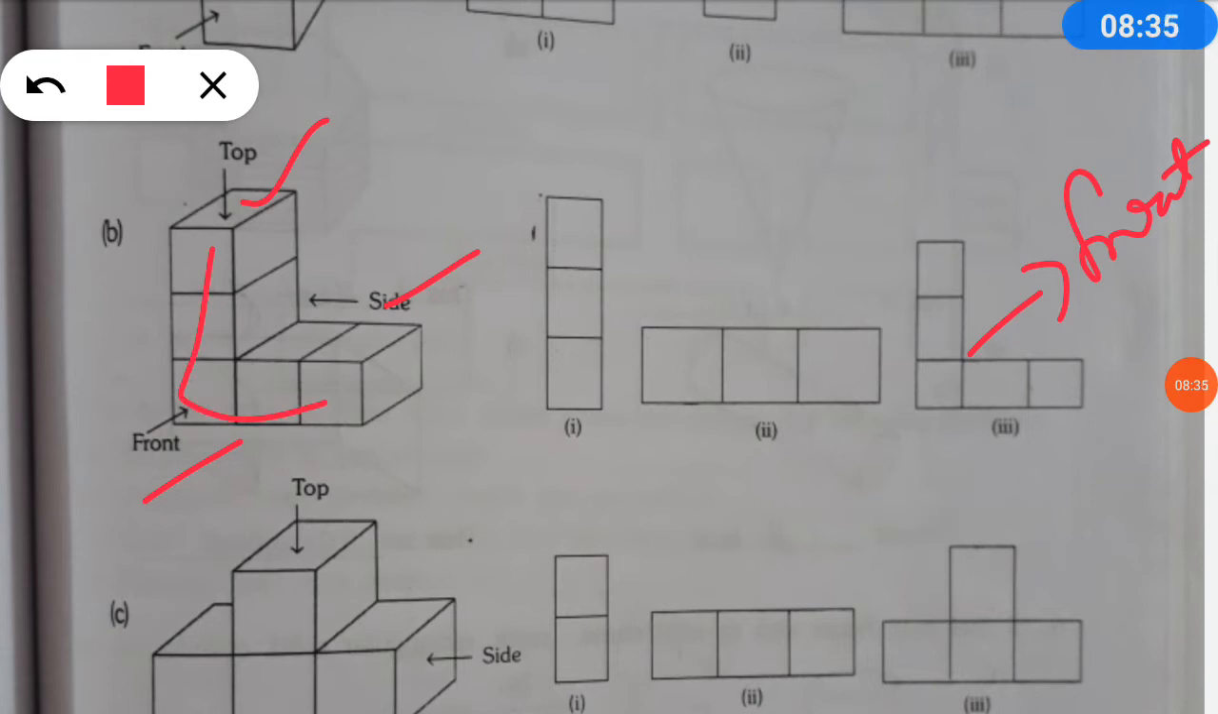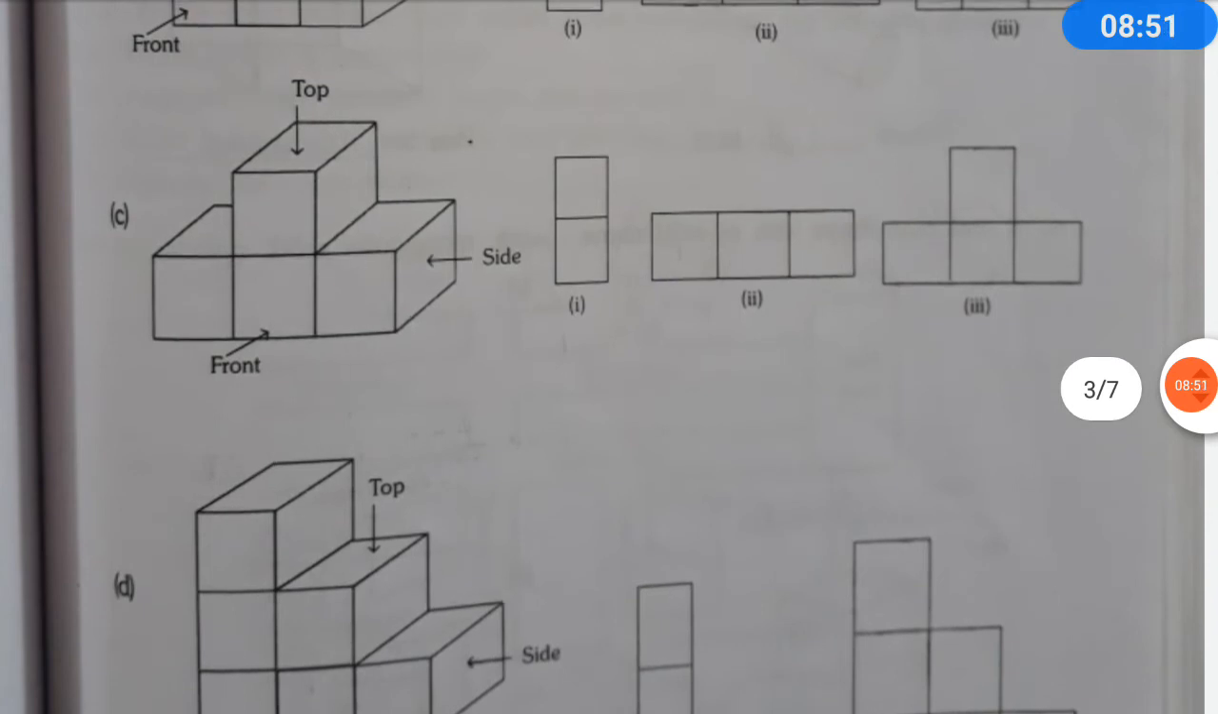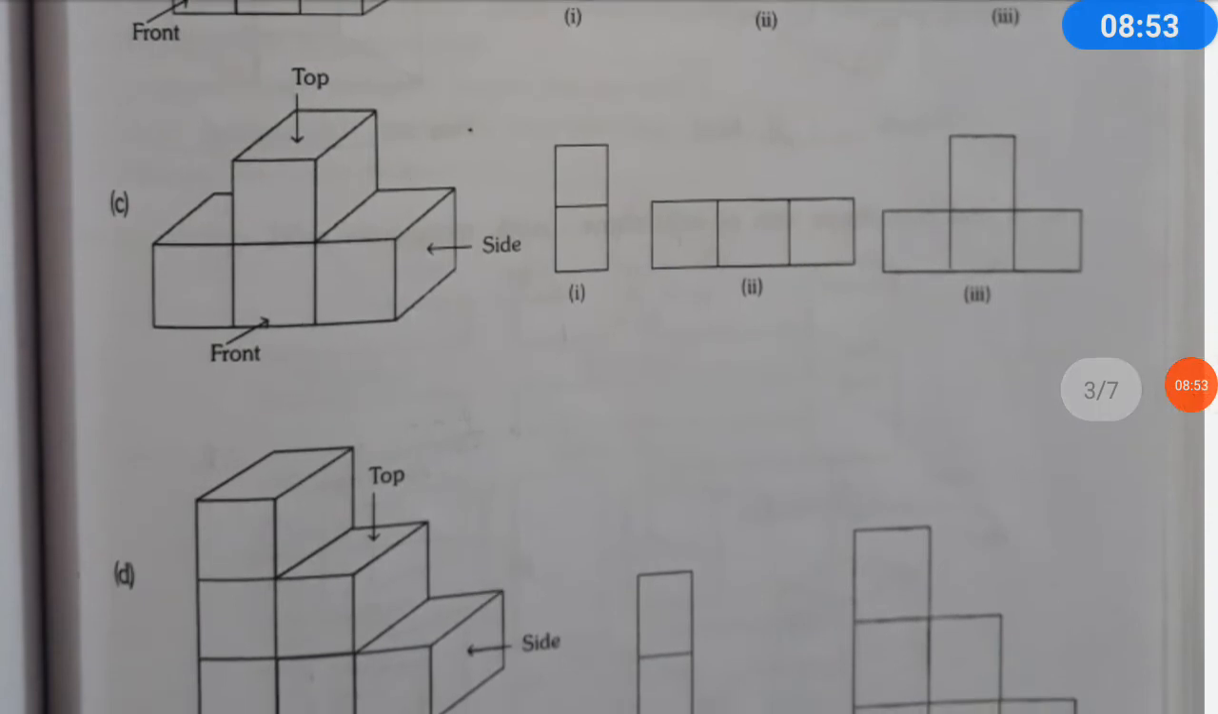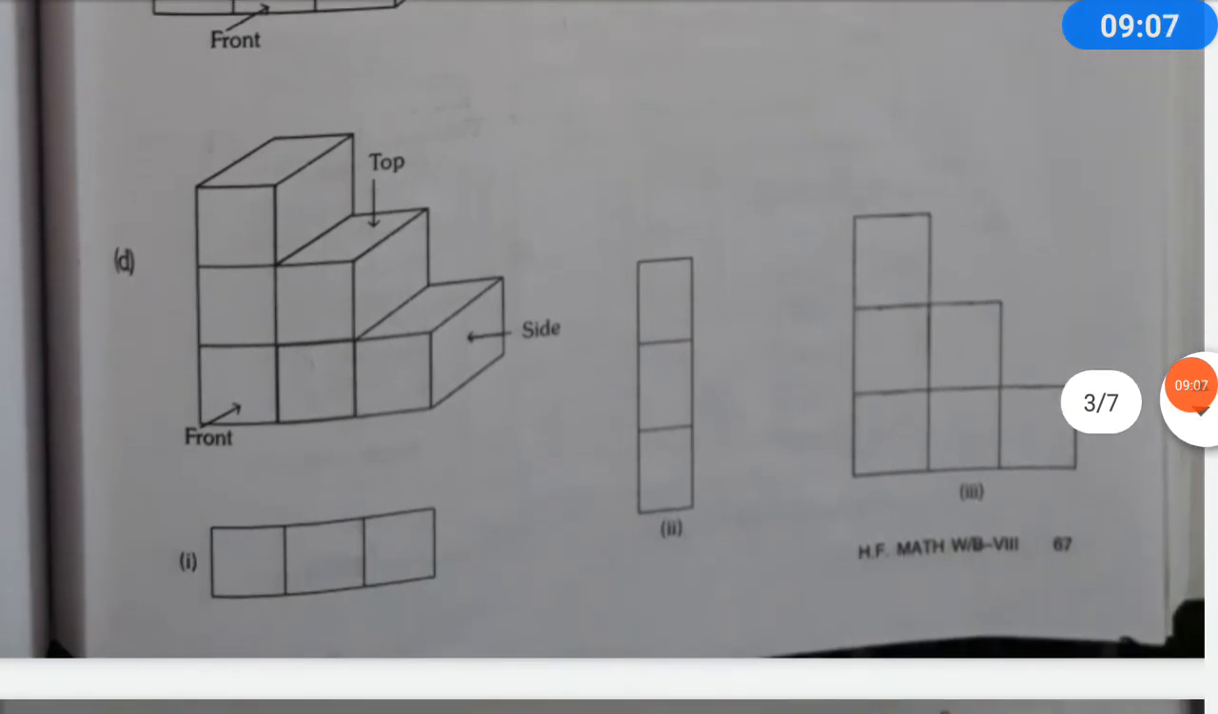So now the side will be the side shape, no? Side will be this, 1 2 3, isn't it? So this will be the side and this will be the top. Clear? Moving toward the C part of the question, in the same way the D part of the question you are having. So in the C part of the question, which will be the top? This will be the top. Okay, then this will be the front and this will be the side. Clear? In this way you have to do each and every part of the question.